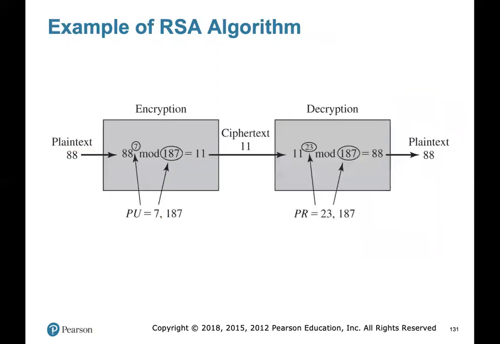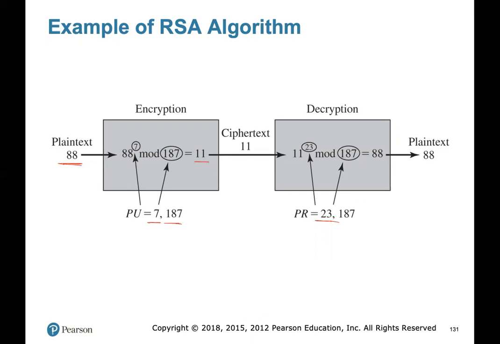Okay, now let's see the examples I mentioned. In the first example, we have the plain text 88, and we have the public key 7 and 187. And here our private key is 23. So for 88, we calculate 88 to the power of 7 mod 187, and it's going to result in 11.